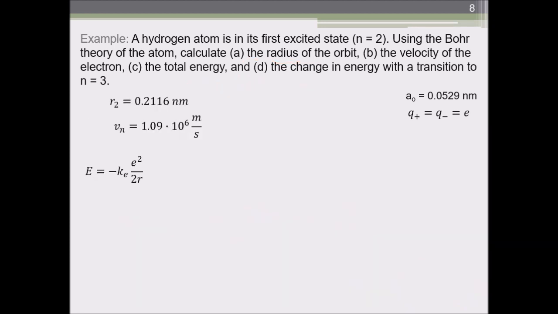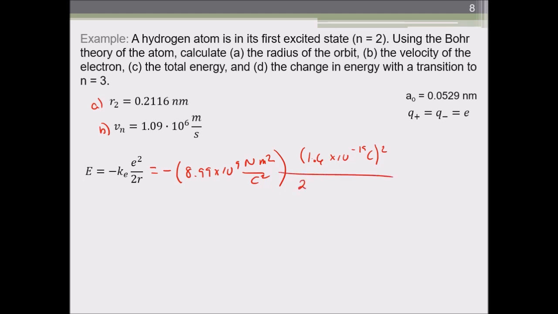Okay, so we got A and B done. So A was the radius and B is the velocity. Well, now we want to find the total energy of that particular orbit. So the energy equation was Ke squared over 2r. So we're just going to plug our numbers in there. That is our same Coulomb constant that we had from way back at the beginning of the semester, 8.99 times 10 to the 9th newton meter squared per coulomb squared. And then our charge on an electron, 1.6 times 10 to the negative 19th coulomb, squared, all divided by 2.